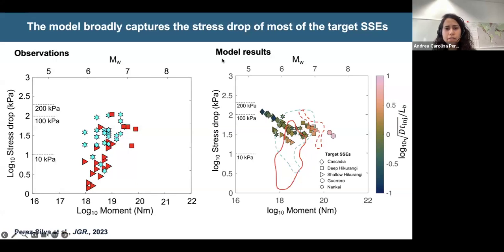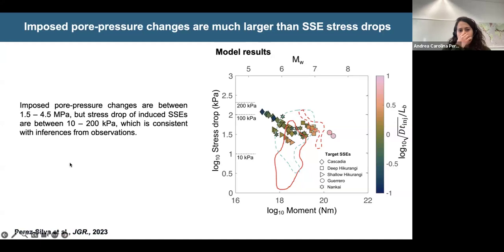We also compare the stress drops of some of the target SSEs with those of the model, and it broadly captures, at least within the same order of magnitude, tens of kilopascals to 100 kilopascals. It is interesting to note here that the imposed pore pressure changes for these different models are between 1.5 to 4.5 megapascals, but the stress drops of induced SSEs are between 10 to a couple of kilopascals, which is consistent with the inferences of observations.